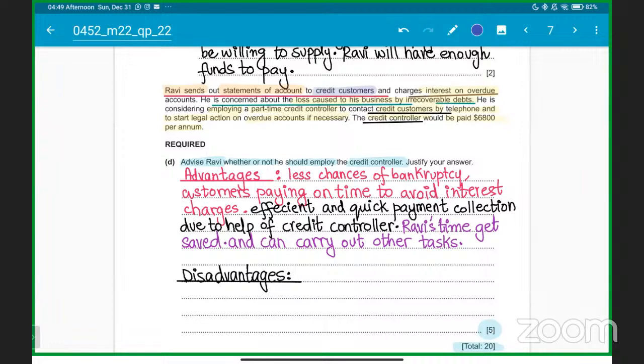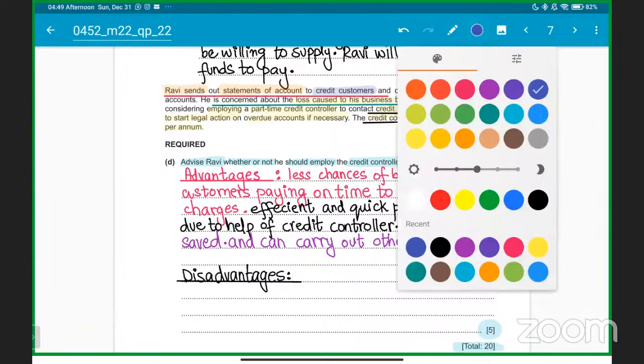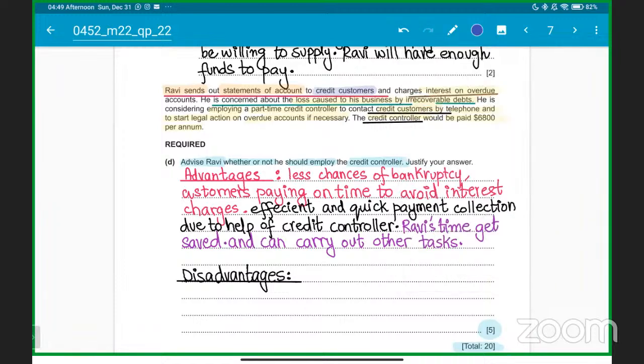Okay, yes, let's continue. Make sure only two or three points on the advantages with clear explanation as well. Any other points on advantages? I think these are enough. Ravi's time would also be freed up, so he is saving time to carry out other responsibilities. And these are the main reasons, I think. What about the disadvantages?